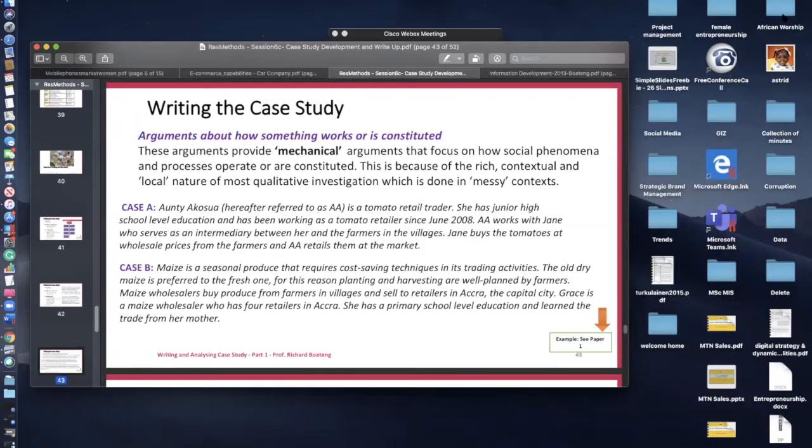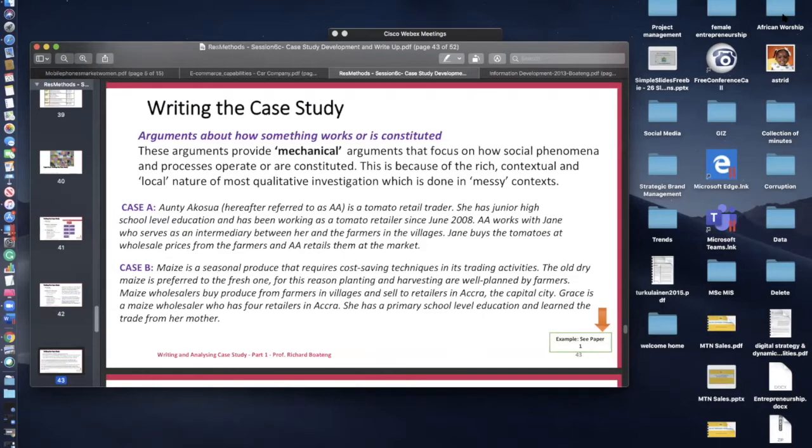Case B, Grace's own. Maize is a seasonal produce which requires a lot of cost savings. So it goes on to tell you why the maize sellers can buy produce from farmers in villages and then sell it to retailers in Accra. Grace is a maize wholesaler who has 4 retailers in Accra. She has primary school level education and has learned the trade from her mother.